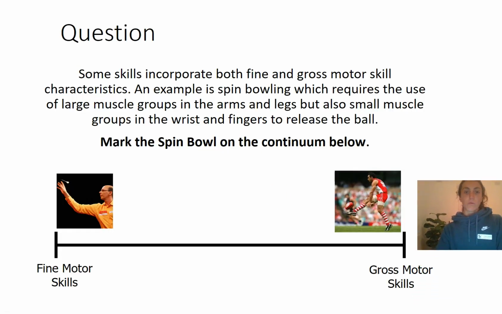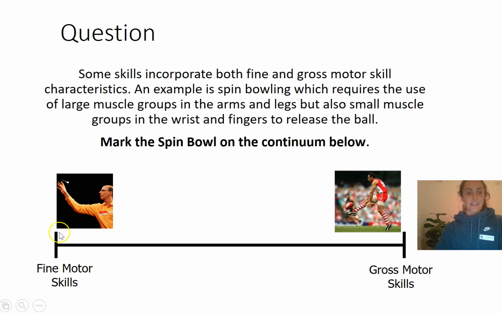Some skills do incorporate elements of both fine and gross motor skills. An example of this is spin bowling, which requires the use of large muscle groups in the arms and legs. Okay, so you're going to use the legs for a few steps coming in, large muscle groups in the shoulder, the back and the arms to get your wheel action, and then smaller muscle groups in the wrist and fingers to actually release the ball and apply that spin. When we've got skills like that, we can put them somewhere on this continuum.